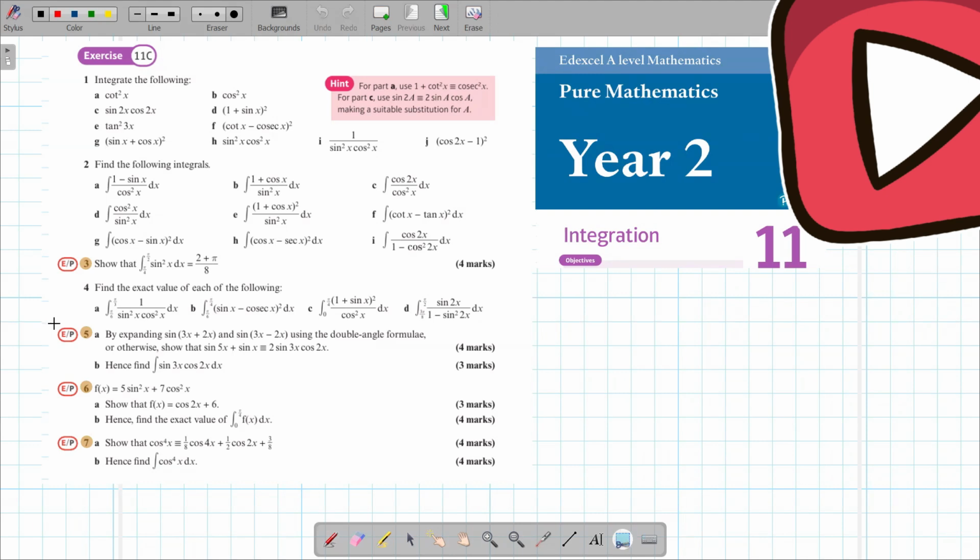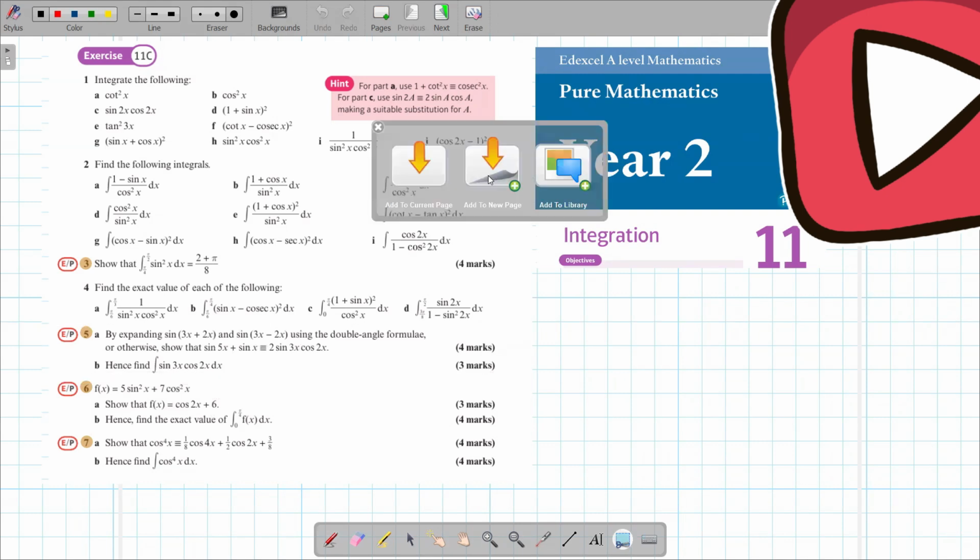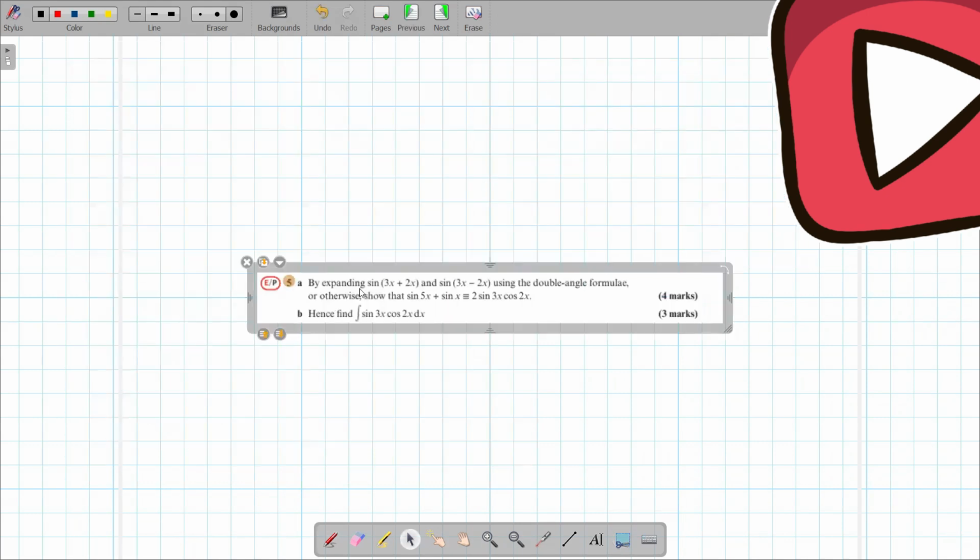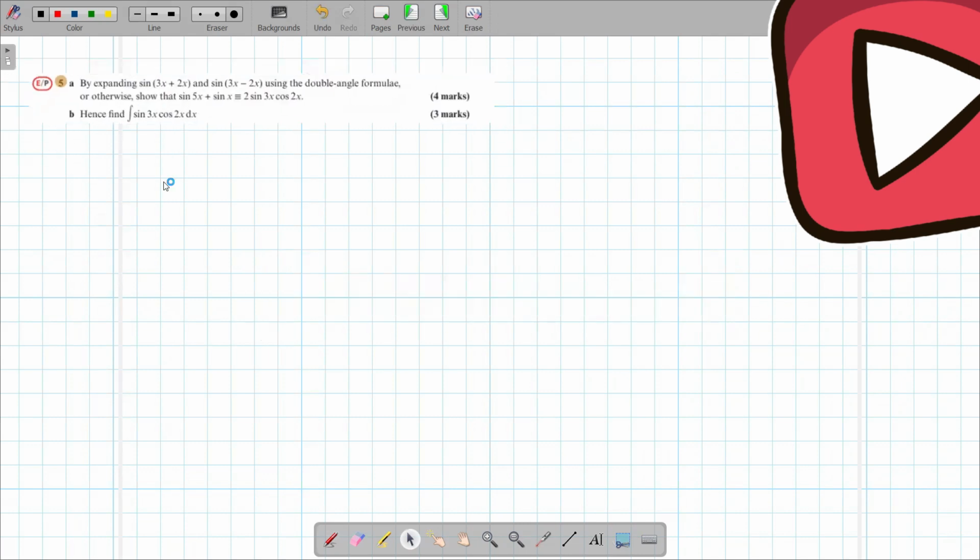So, let's do 5. He says that by expanding sine 3x plus 2x and sine 3x minus 2x using the double angle formula, or otherwise, show that sine 5x plus sine x is equal to 2 times sine 3x cos 2x. This is part A. How can we show this? It is an identity, so we have to prove it. How can we prove this?